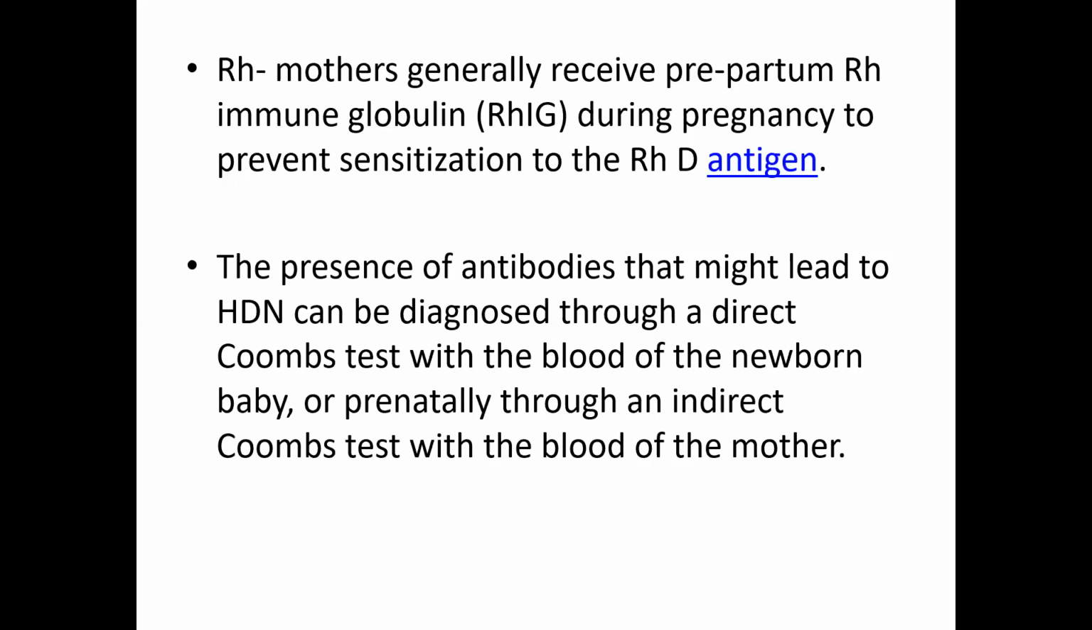In the direct Coombs test, we take blood directly from the baby after birth, from the cord, and send it to the laboratory to find out whether an antigen-antibody reaction is there, whether clumping of the RBCs is present or not. In the indirect Coombs test, during pregnancy we take blood from the mother and send it to the laboratory to find any antigen produced by the fetal circulation that enters the mother's circulation, due to which the mother becomes sensitized and produces antibodies.